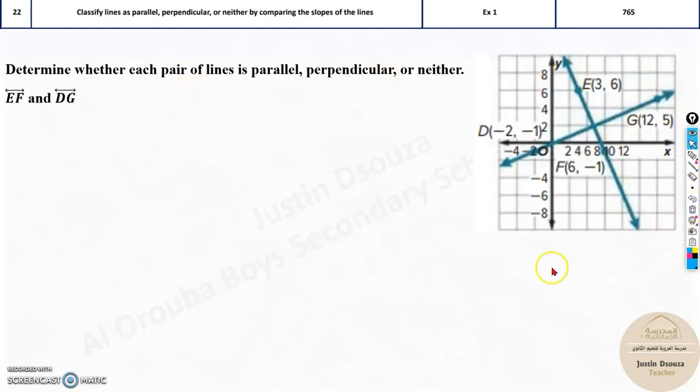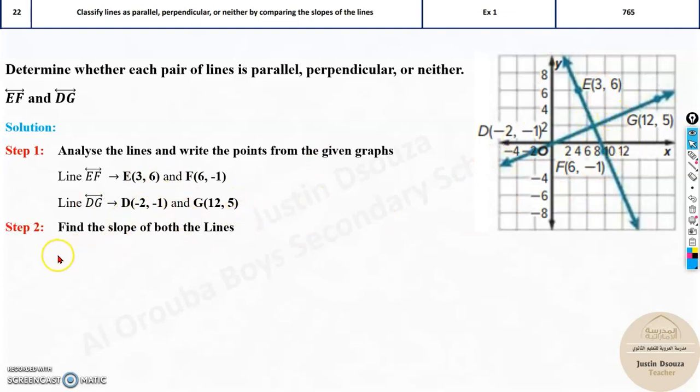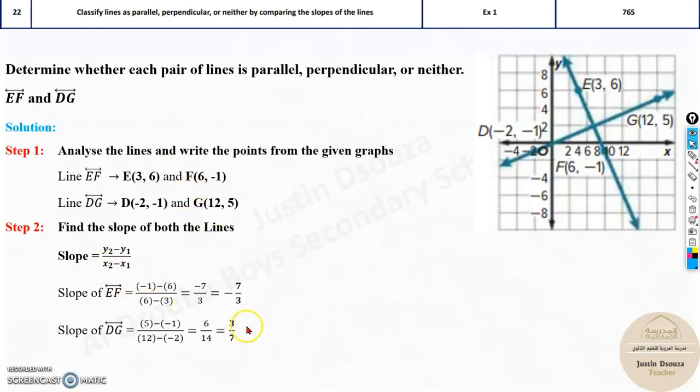Similar type. Figure is given. Over here, the coordinates are there. Choose the points. In the line EF, you have taken the points. E is the first x1, y1. F is x2, y2. And then for line DG, similarly take the points and now find the slopes using this slope formula. That is y2 minus y1 divided by x2 minus x1. Substitute and solve. Again, substitute and solve.